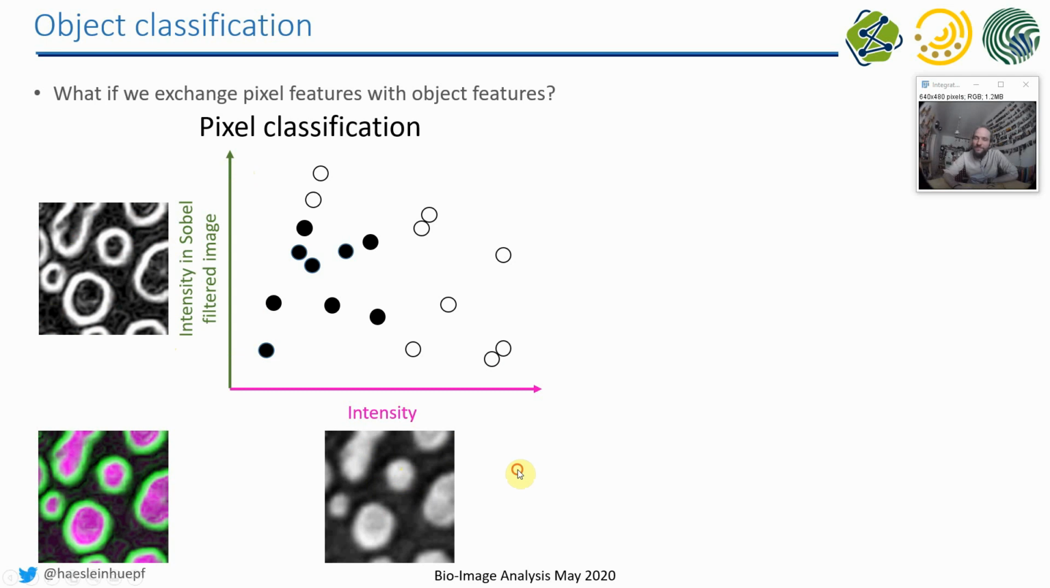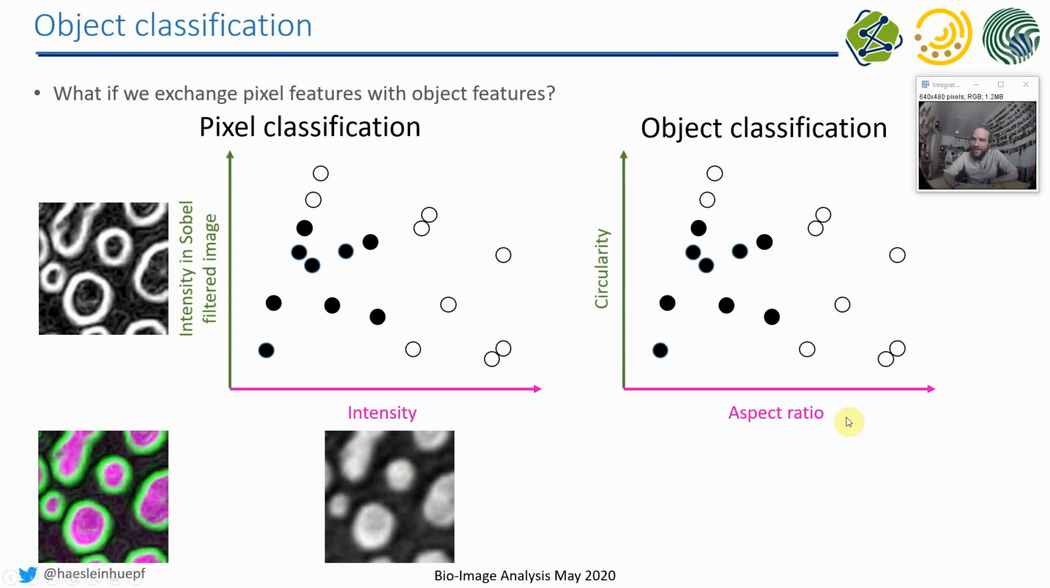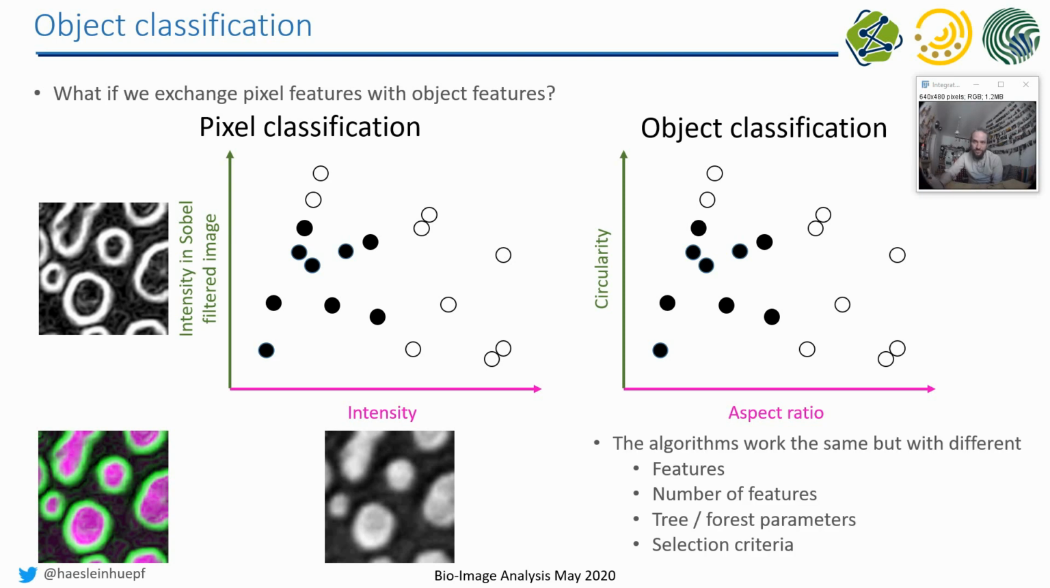If we now replace the axes by something completely different, not pixel related anymore, not pixel intensities, but for example the aspect ratio and the circularity of our objects in this image or in any other image, right? We don't have pixel intensities or blurred images here anymore. We have now physical properties, measurements of objects. So that's why we don't do pixel classification anymore. We now do object classification. But the key point is the algorithms behind are exactly the same.